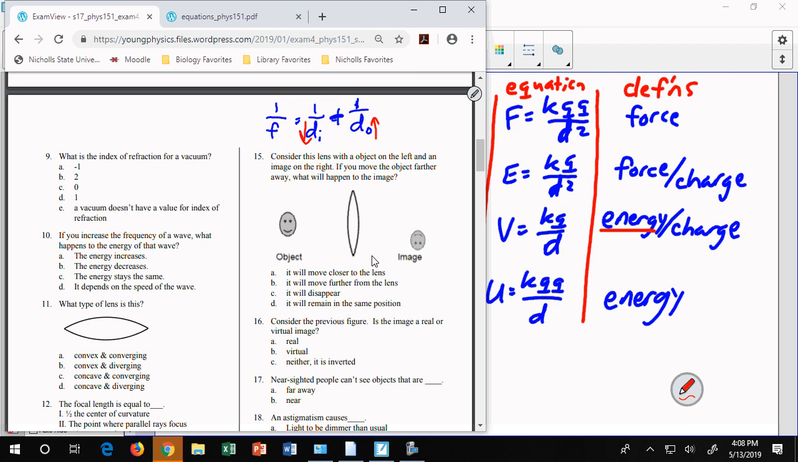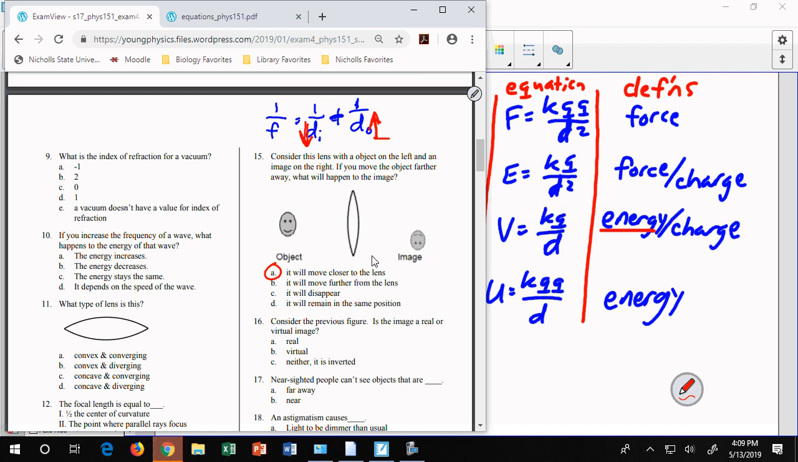When the object moves farther away, the image will move closer to the lens. Because when this goes up, this goes down. And so the image will move closer to the lens. d_i gets smaller. And that's opposite what you would think, right? You would think if the object moves farther away, the image will move farther away.